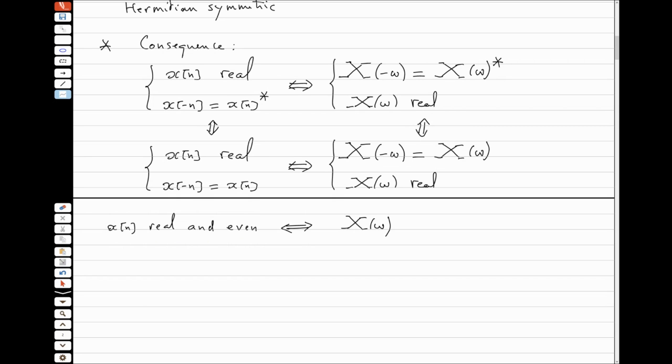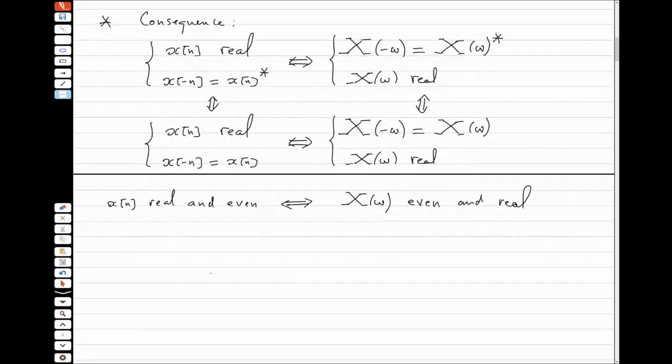And same thing here. We say x of omega even and real is the same thing. All right, so we come from what we had before, that if x of n is real and even, then x of omega is even and real. On purpose, I write even and real in this order, so that you understand that the even comes from real, but you don't have x of n real equivalent to x of omega real, according to the mistake I mentioned. All right, so this is different.